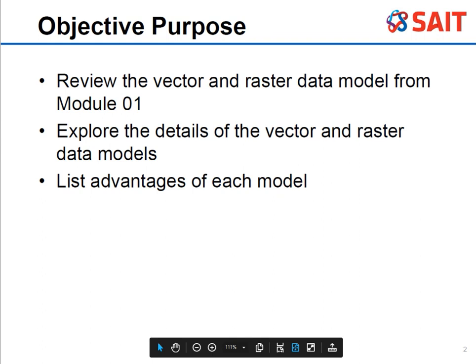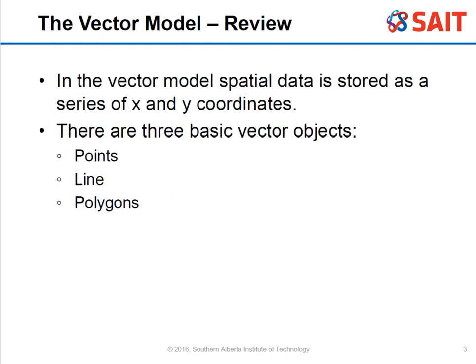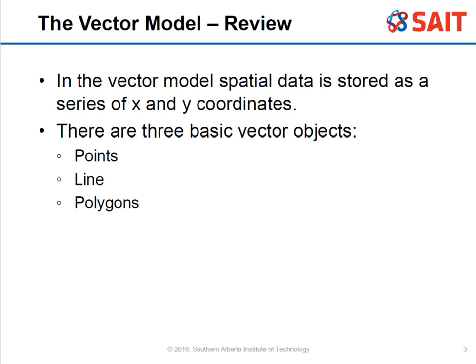Our objectives for this are to review the raster and vector data model from module 1, and then we're going to really look at the details of each of those data models. Then we're going to look at both advantages and disadvantages of each of the models. We're going to start with the vector model because it's the most common one when it comes to mapping, and especially in GIS applications, the vector model is really, really common.